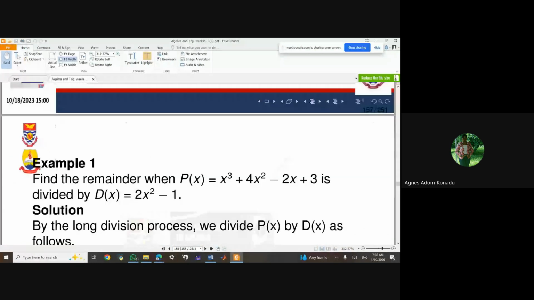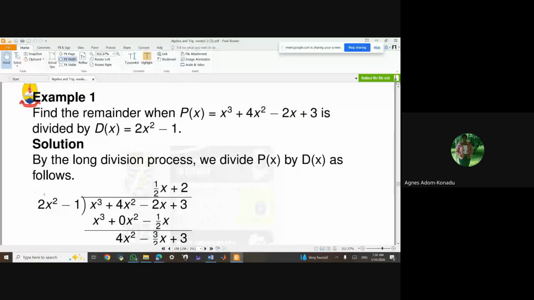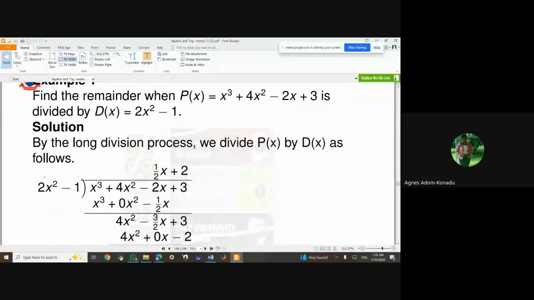So for example, if I want to find the remainder for P(S) equal to S to the power 3 plus 4S squared minus 2S plus 3, divided by D(S), which is 2S squared minus 1. To divide this using long division, we know that this should be under the division sign, and then we'll have the divisor here. So we'll have S to the power 3 divided by 2S squared.